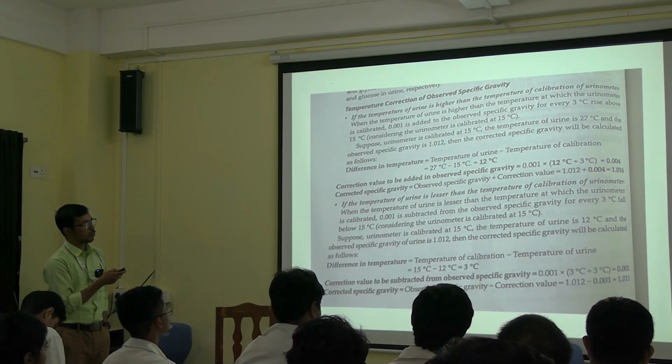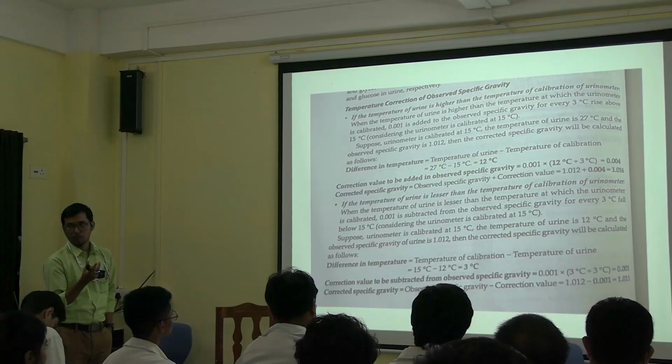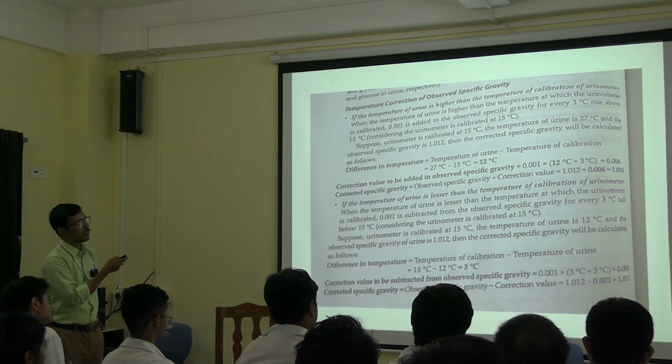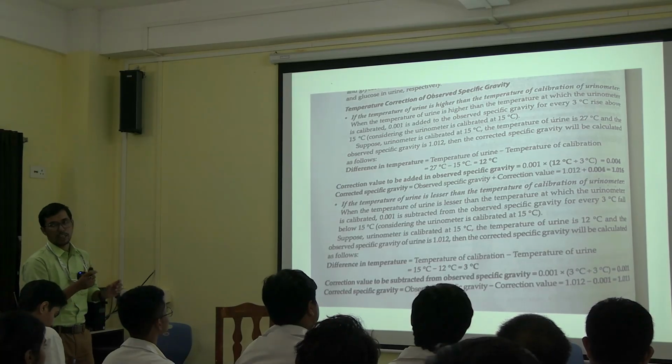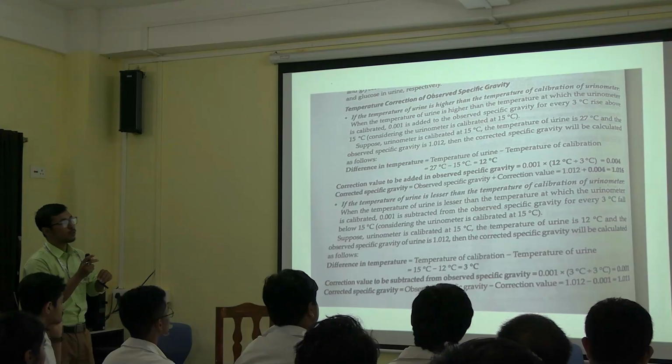Difference in temperature: 27 degrees is the normal sample, and 15 degrees is for the calibrated one. So the difference is 12 degrees. So we get one value, and we have to correct it to our normal temperature.